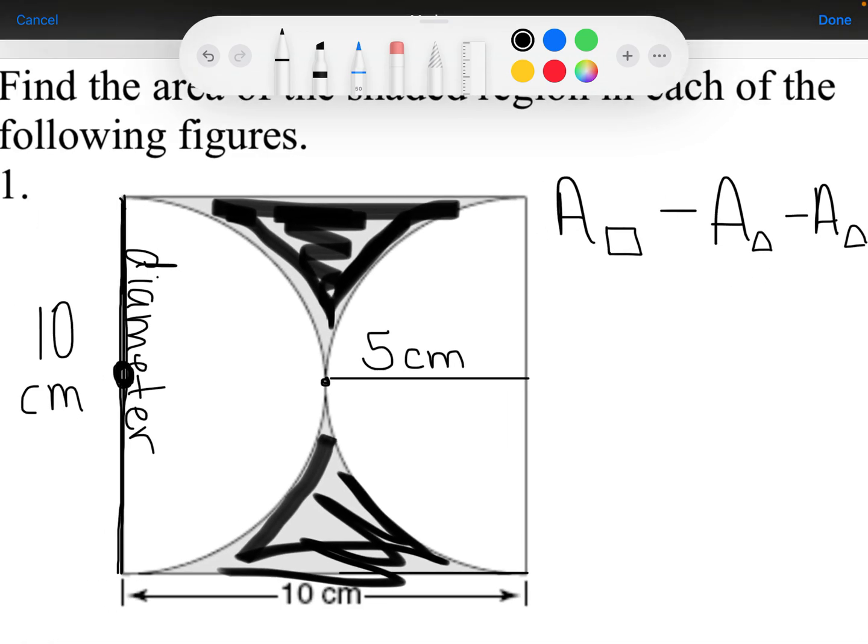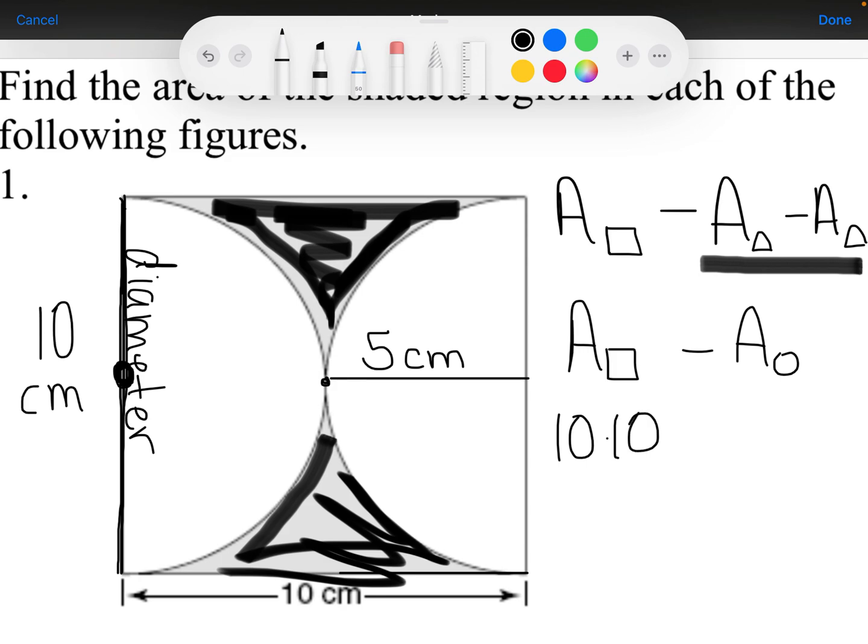Now the half circles are of equal size. So because the areas of the half circles are equal size, two half circles make one whole circle. So we're going to find the area of the square minus the area of a circle. The area of the square is 10 times 10, which is 100. The area of a circle is found by doing pi r squared. The radius is 5, so we get 25 pi.